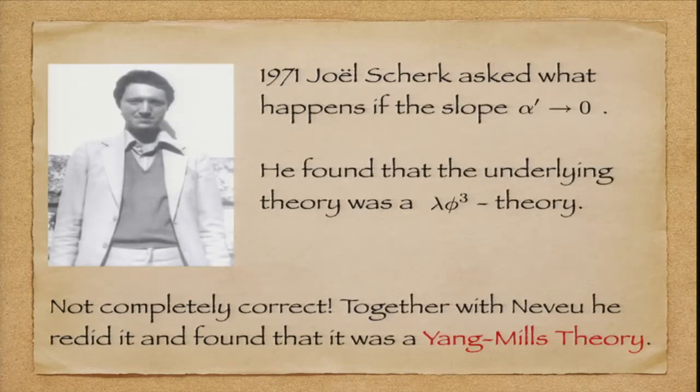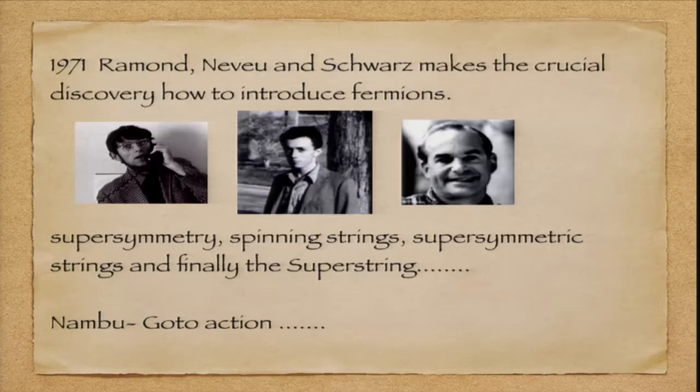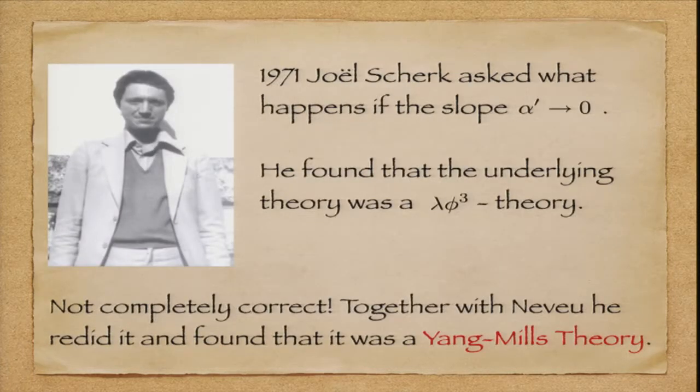Also in 1971, Joël Scherk asked the question, what happens if you take the slope of these trajectories to 0? If you go back to this expression here, what happens if we just tilt them like that? Well, what we do is that we push these particles away out to infinity. And we are left with just the fields here. So in the beginning, he thought he had got a lambda phi cube theory.